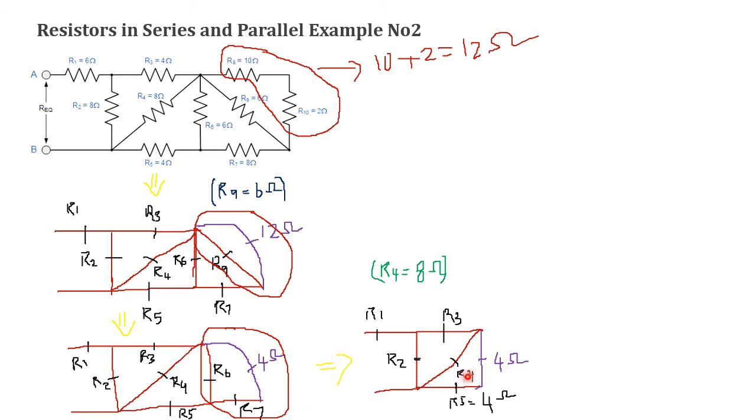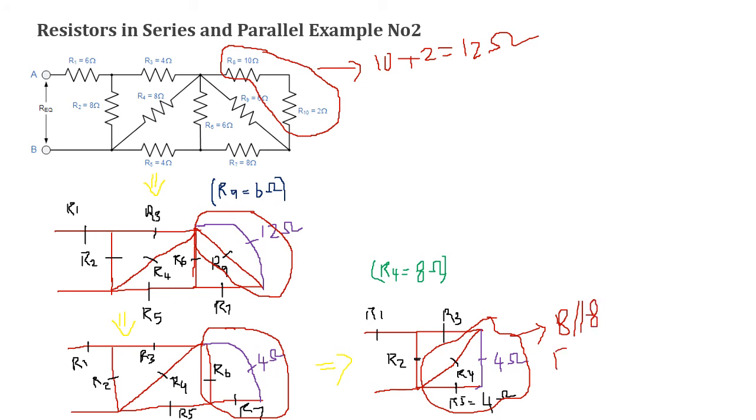So again you can see that here 4 ohm and 4 ohm are connected in series, but these two resistors are connected in parallel with this R4. Here the value of R4 is 8 ohm. So again this 8 ohm resistor is connected in parallel with this 8 ohm resistor. So 8 ohm and 8 ohm, we need to find out the parallel combination equivalent resistance.